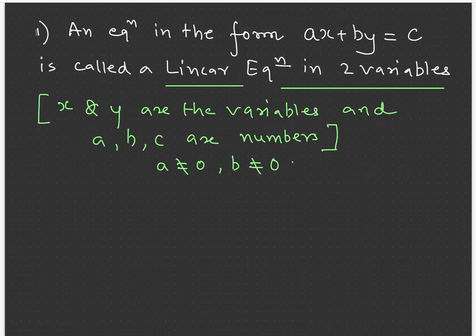So I can give an example. I can say, for example, 3x plus 4y equals 10. This is a linear equation. Yes or no? So you have x here, y here, and the constants are 3, 4 and 10. This is called a linear equation.